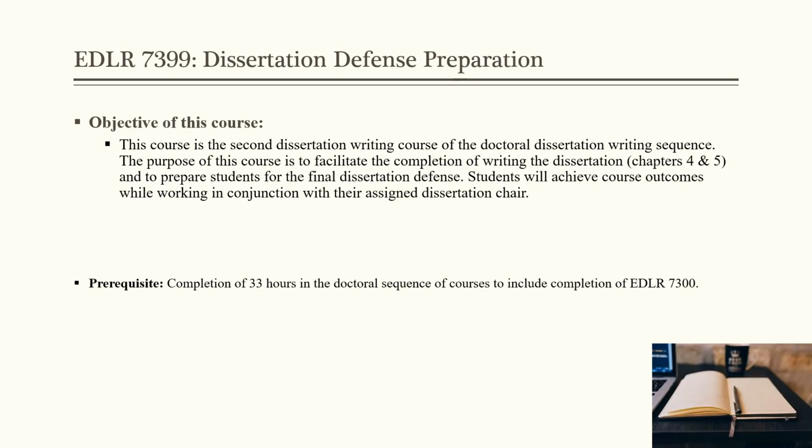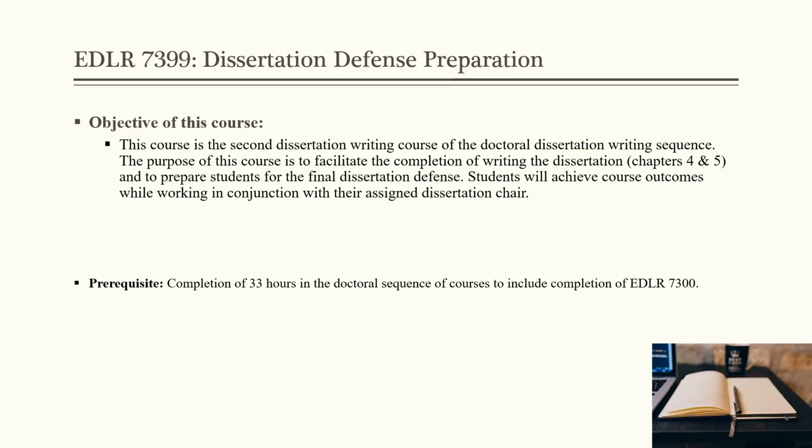Dissertation Defense Preparation, EDLR 7399, is the second dissertation writing course of the dissertation writing sequence of courses. The purpose of this course is to facilitate the completion of writing the dissertation, chapters 4 and 5, and to prepare you for the final dissertation defense. You will achieve course outcomes while working in conjunction with your assigned dissertation chair. It is important to note you will be expected to have numerous contacts with your dissertation chair and document those contacts throughout this course.